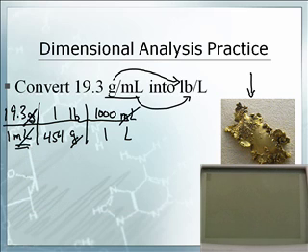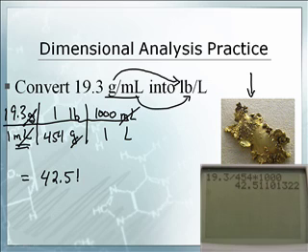So Mr. Sams, what do we come up with there? 19.3 divided by 454 times 1,000. What do you get? 42.5. 42.5 pounds per liter.